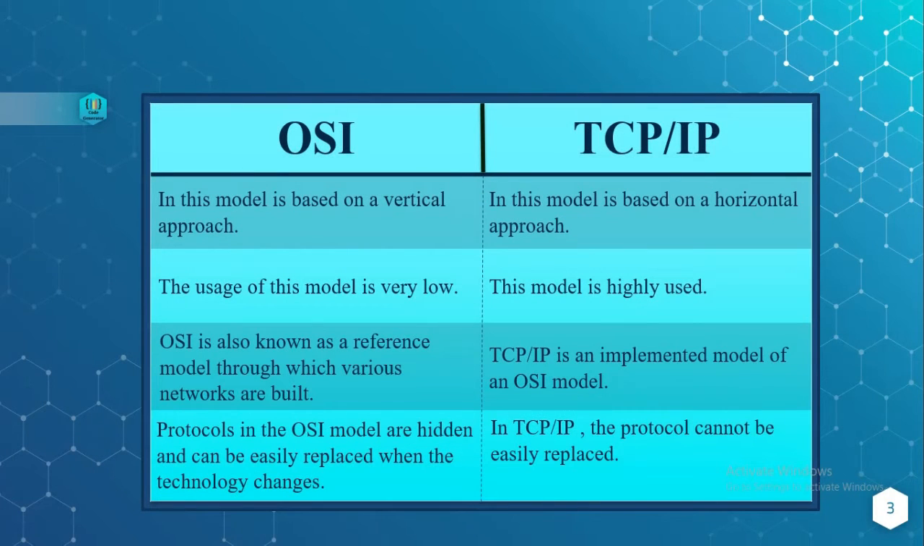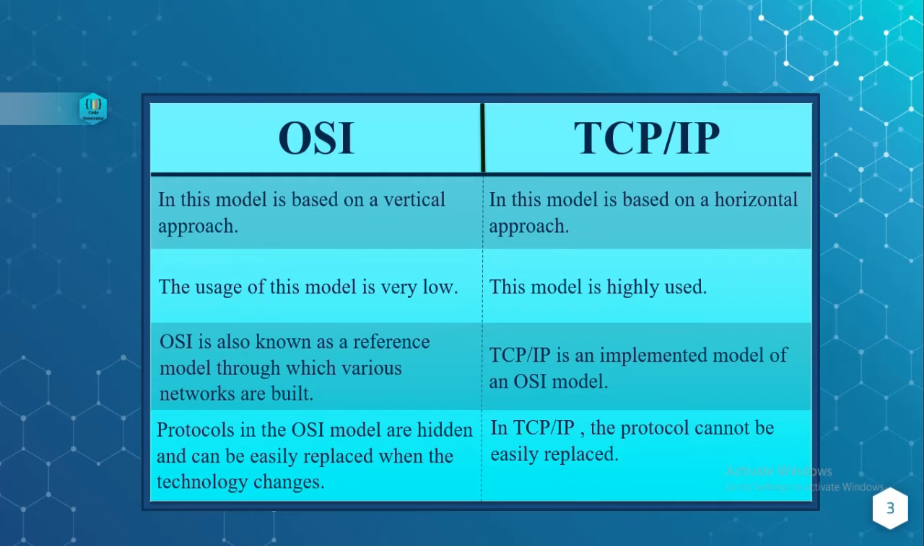Next, the OSI model is based on a vertical approach, whereas TCP/IP is based on a horizontal approach. The usage of the OSI model is very low, and compared to it, TCP/IP is widely and highly used. OSI is also known as a reference model through which various networks are built, whereas TCP/IP is an implemented model of the OSI model. So, without the OSI model, the TCP/IP model could not have been generated, as it takes the reference of the OSI model.